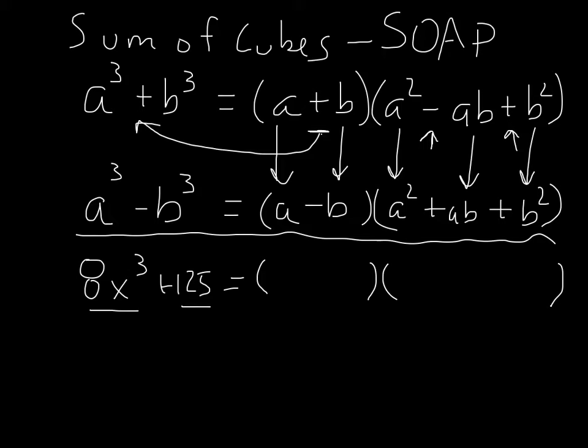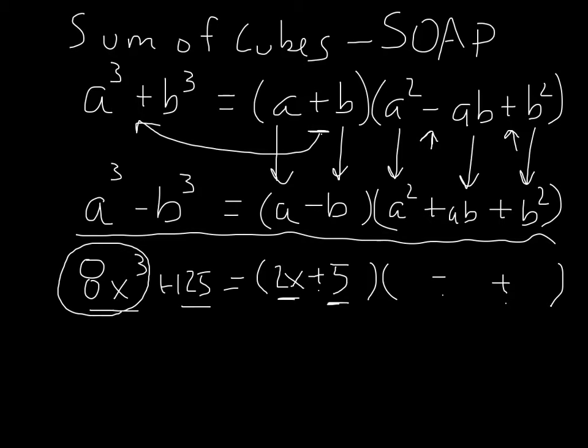What would be the cube root of 8x cubed? That would be 2x. It's the same sign. And the cube root of 125 is 5. Now I can use both of these to figure out the next couple. Let's do the signs first. So I have plus, minus, plus, because same, opposite, always positive.